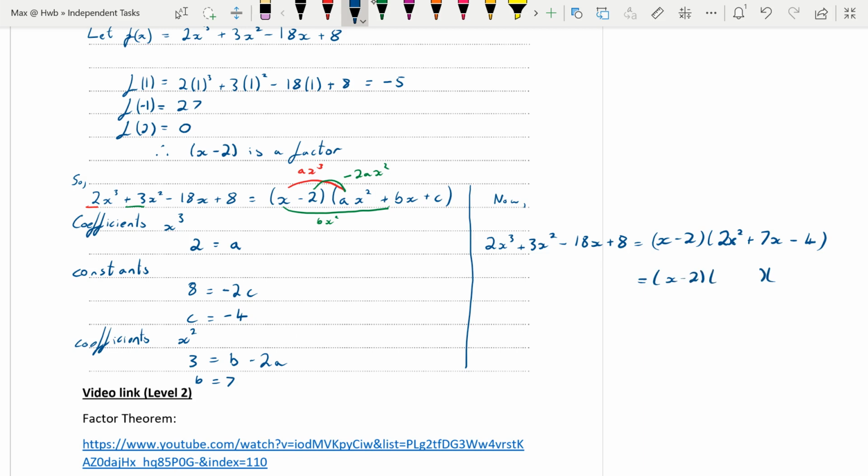Now, you can either do it by splitting the middle term. Some of you just do it by a bit of trial and improvement, which also works. But what you should have at the end is 2x minus 1 as one bracket and x plus 4 as the other. So there's my final answer. There's it all factorized out.